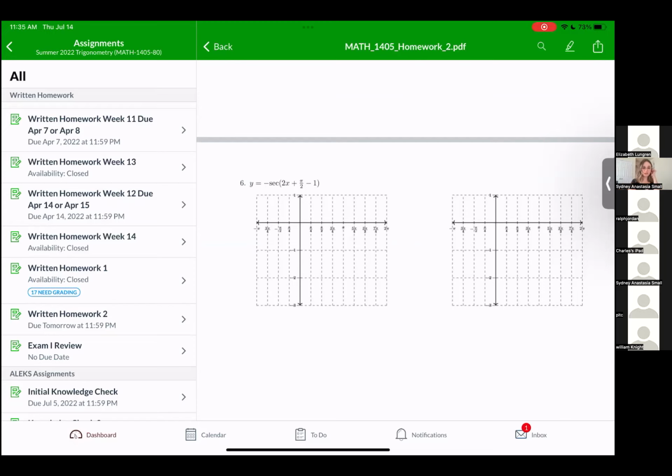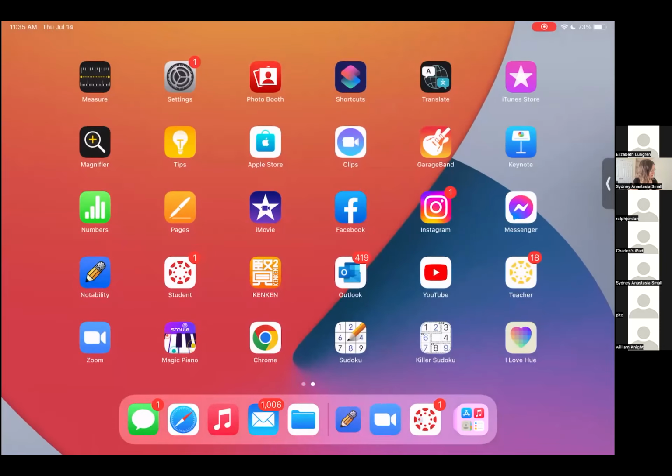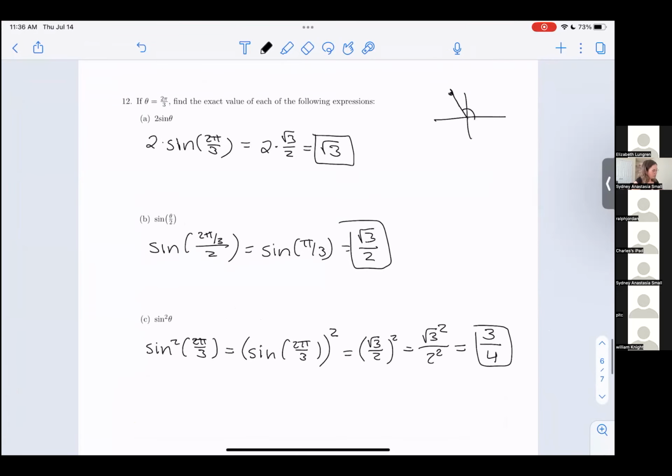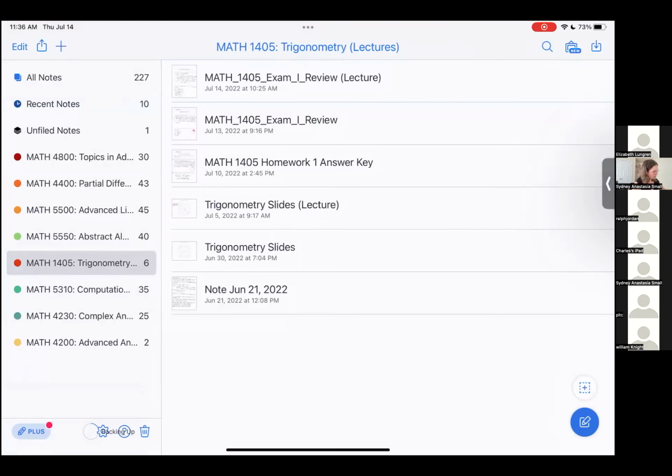Any other questions? I had a question over the same problem, actually. I'm struggling with graphing the secant and the cosecant. Is there any particular part you're struggling on, or is it just how to get started with the problem? Yeah, mostly how to get started with it, how to set it up. Well, let me go to the notes for the secant, and then we can talk through it that way.